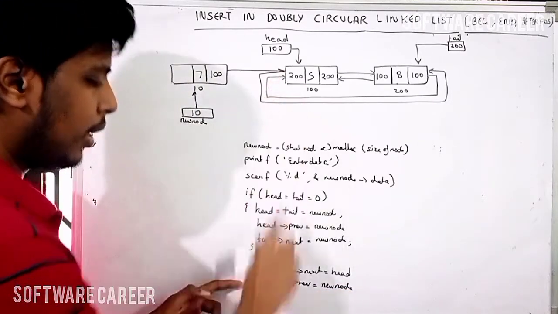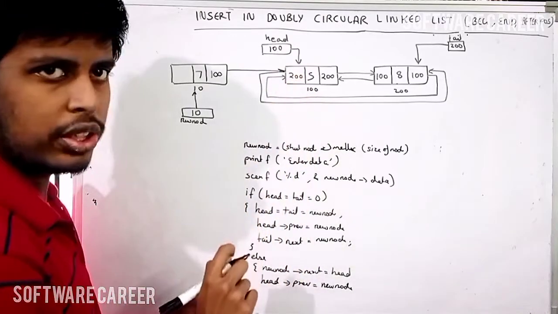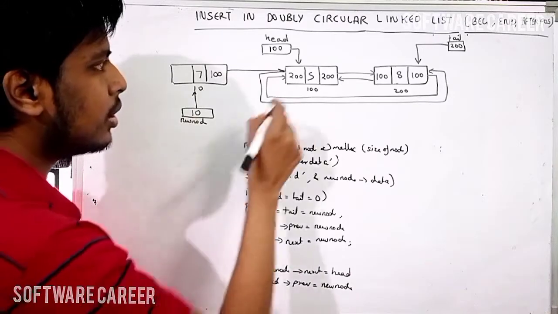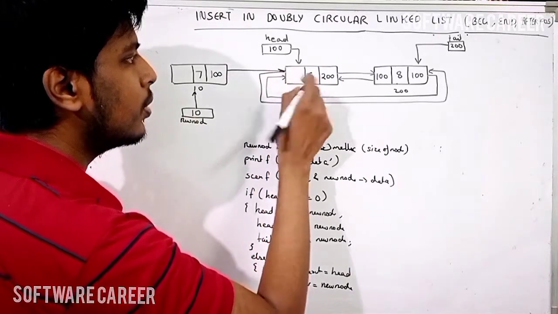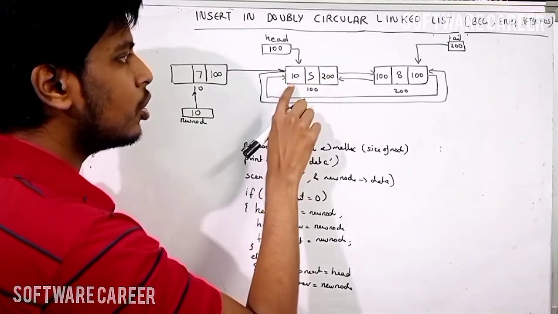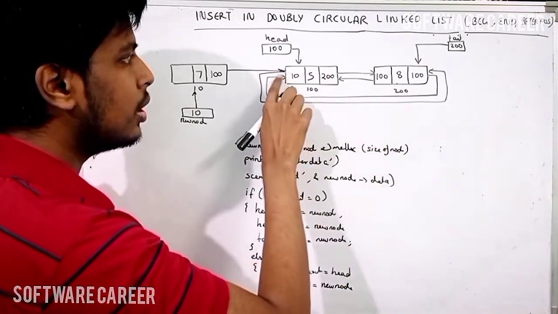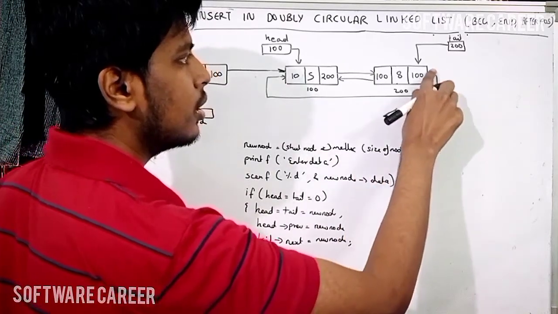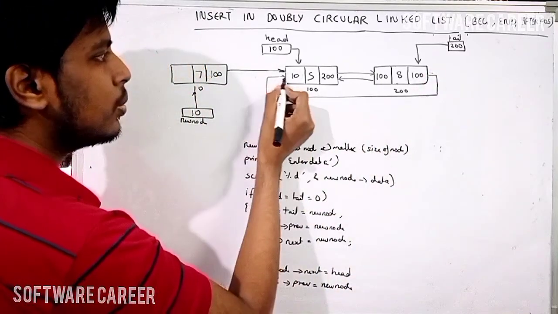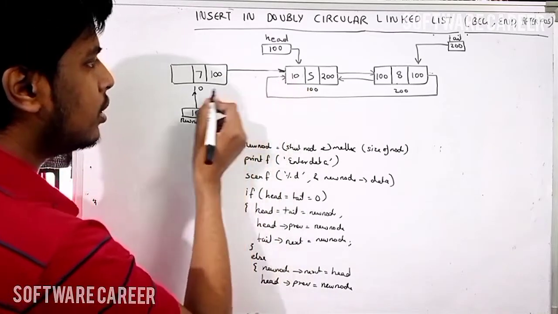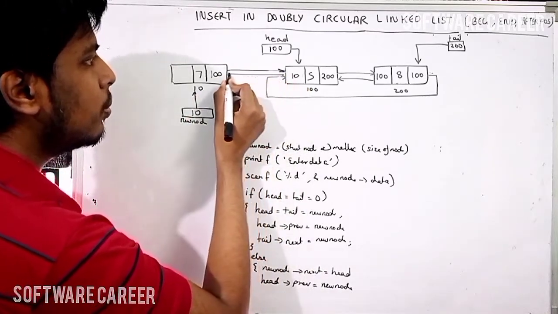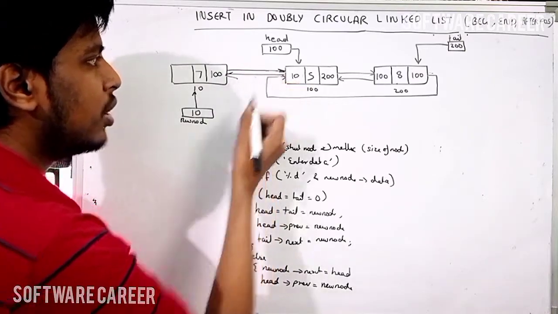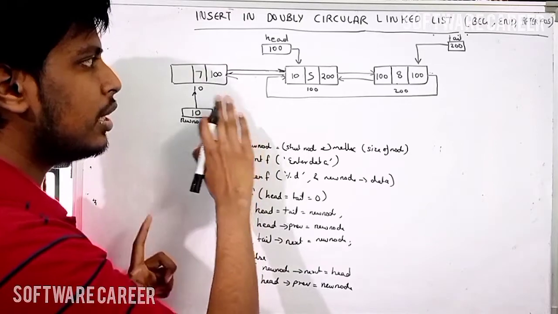Now see, head is 100. 100's previous is this pointer. In this pointer I am updating the address to the new node address. New node address is 10, so I am updating 10 here. So this pointer is not pointing to 200 anymore. This link is getting cancelled, and now this pointer is pointing to the node which is having address 10, that is this node. So it's in the backward direction. Now you have created two links in forward and backward. Now you have just created a doubly linked list.